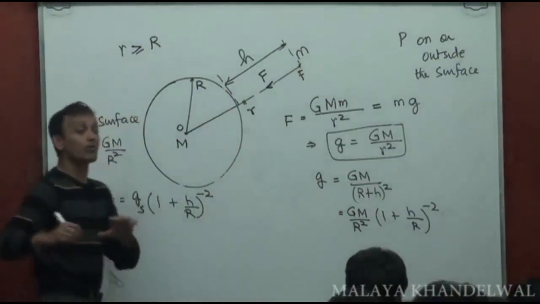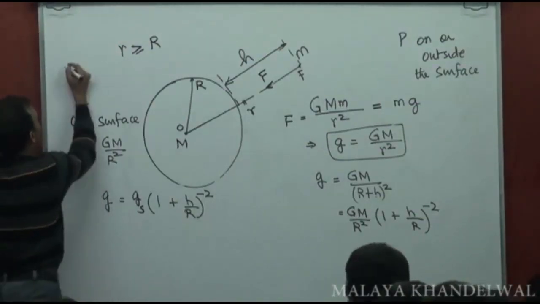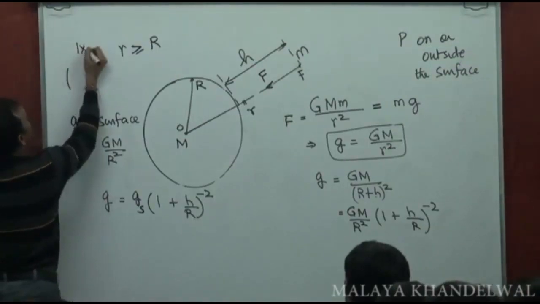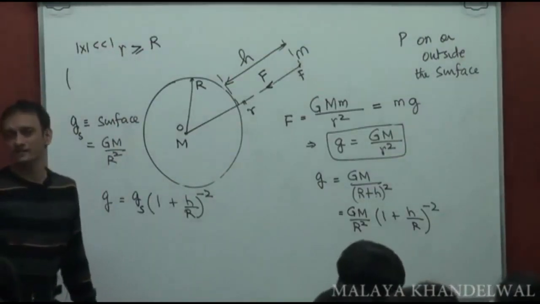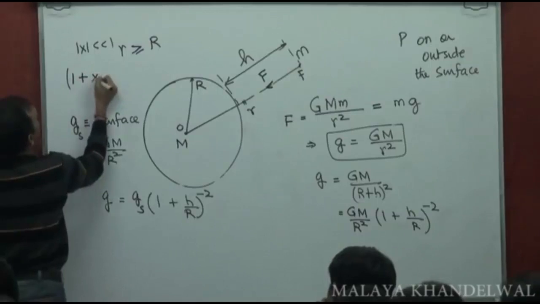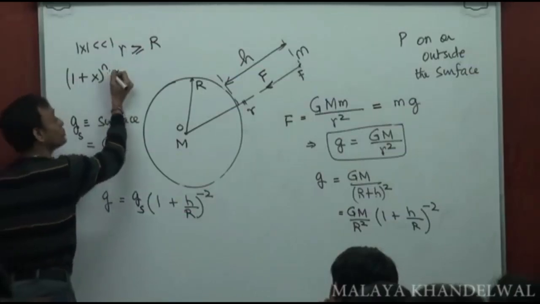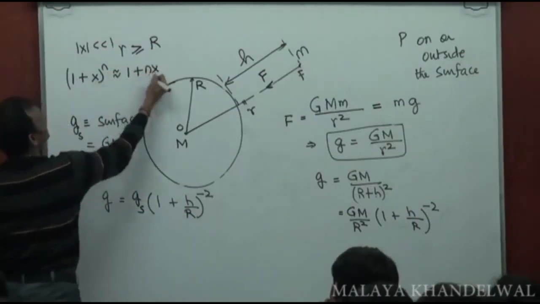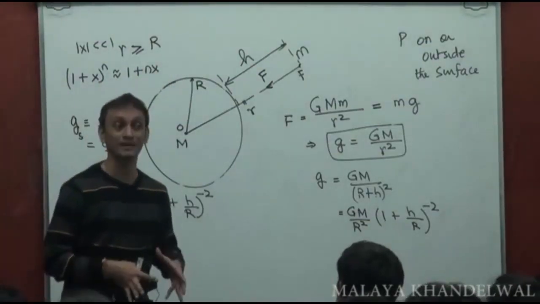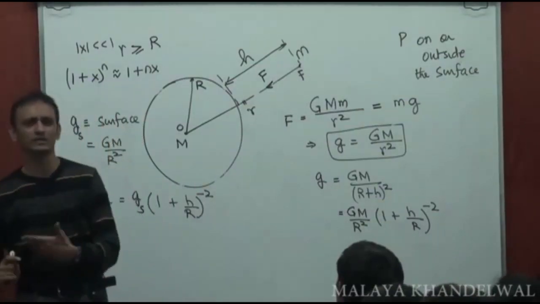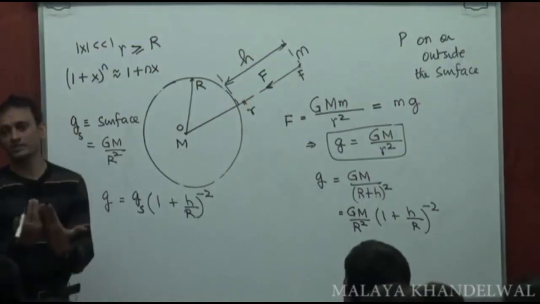Now, one result on the generalized binomial theorem. If x is numerically much less than 1, then (1 plus x) to the power n, for any n, it need not be an integer, will be approximately equal to 1 plus nx. That's an important result. We'll use it umpteen times all over.